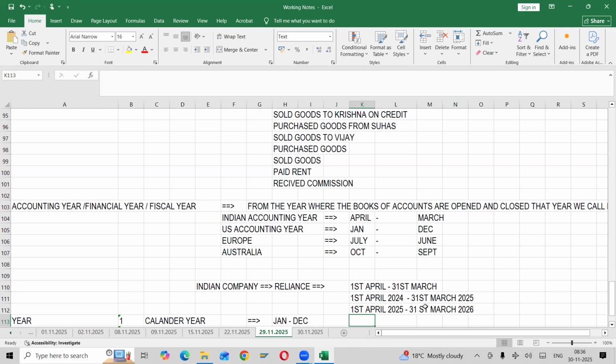Understood? The books of accounts will be opened on the first day of the fiscal year, the first day of the accounting year, the first day of the financial year. And they will be closed on the last day of the accounting year, the last day of the financial year, the last day of the fiscal year. Is this clear? Any questions on this? What do you mean by an accounting year, financial year?